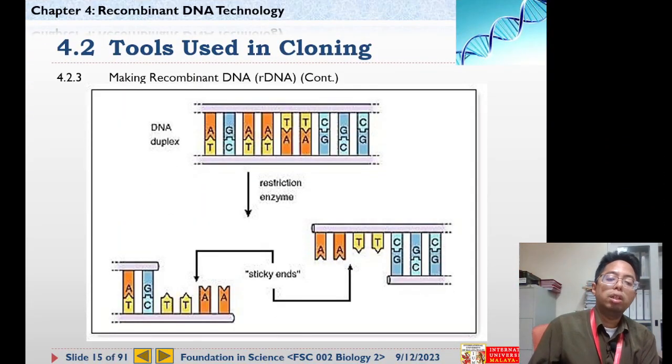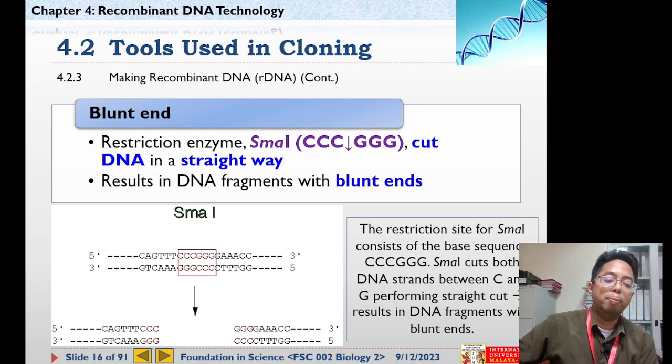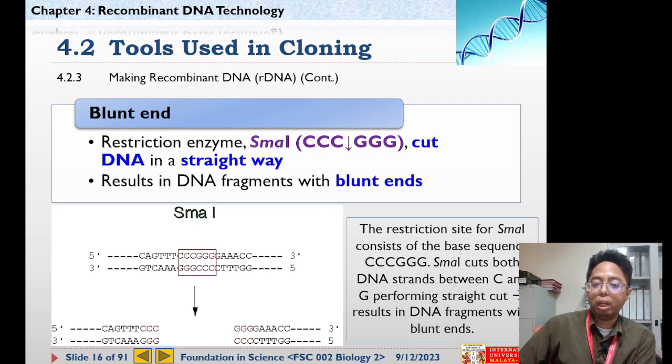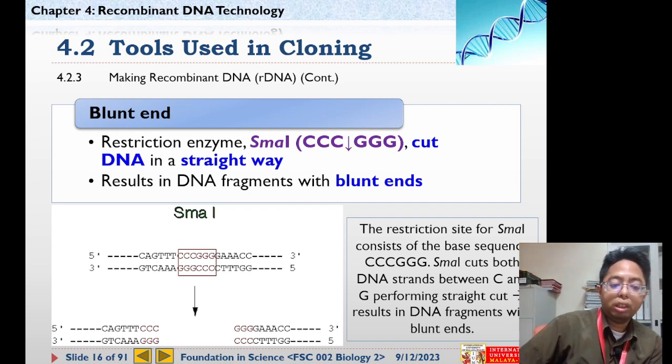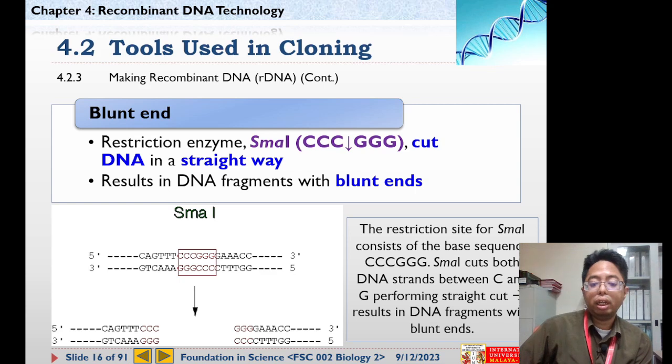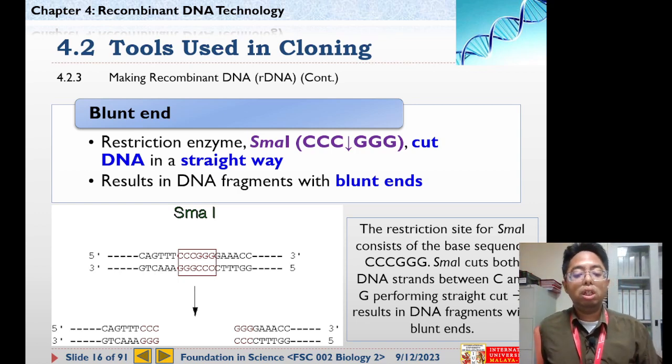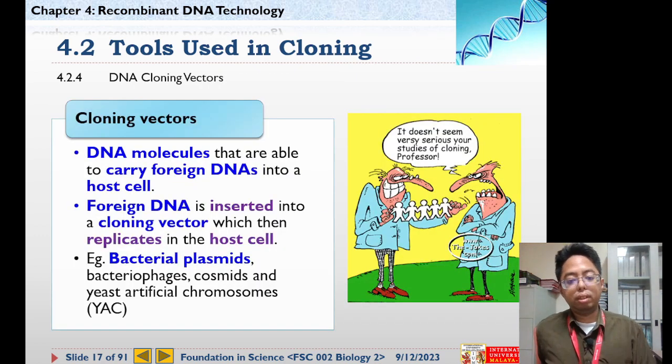So if you can see here, you have the DNA duplex. If it is cut with the enzyme, it will form sticky ends. In other cases, you also have the blunt end. With a blunt end, you will make no overhanging bases. The bases will be cut in a straight way. Okay. So if you can see SmaI, it cuts the base sequence of CCCGGG. So SmaI cuts both DNA strands between C and G with a straight cut. So this DNA fragment has blunt ends.